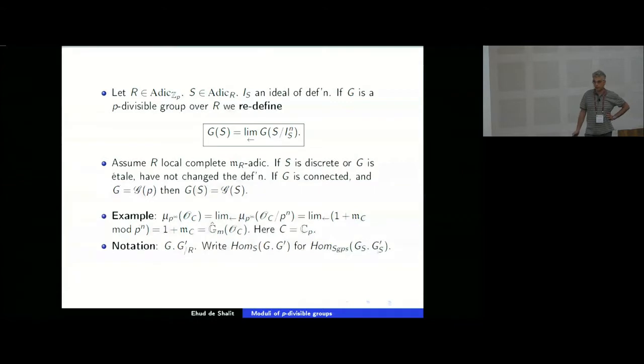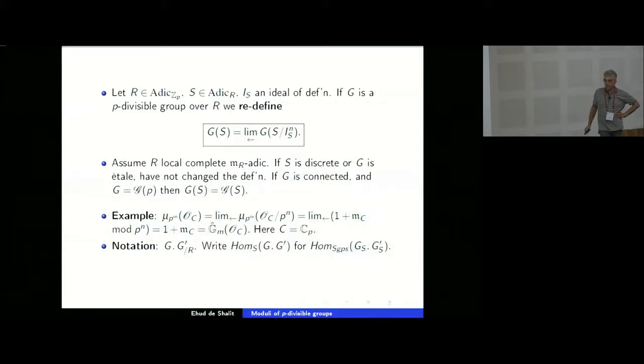So as an example, let's see how it works in the multiplicative case. Mu p to the infinity of O_C, of the ring of integers in C_p, in the old definition would just be all p-power roots of unity. But now it will be the inverse limit of mu p to the infinity of O_C over p to the n. Mu p to the infinity of O_C over p to the n is just 1 plus m_C modulo p to the n. Any element that's congruent to 1 modulo p to the n is a root of unity of order p to something. If that something is big enough, that's easy. So you get the inverse limit of 1 plus m_C mod p to the n, which of course remains 1 plus m_C, which is the unit disk around 1, which is the points of the formal group.